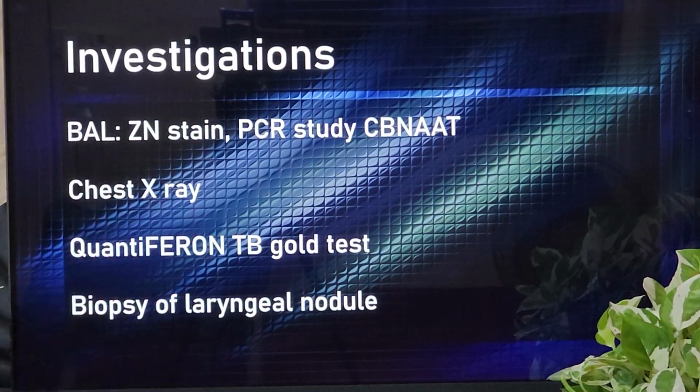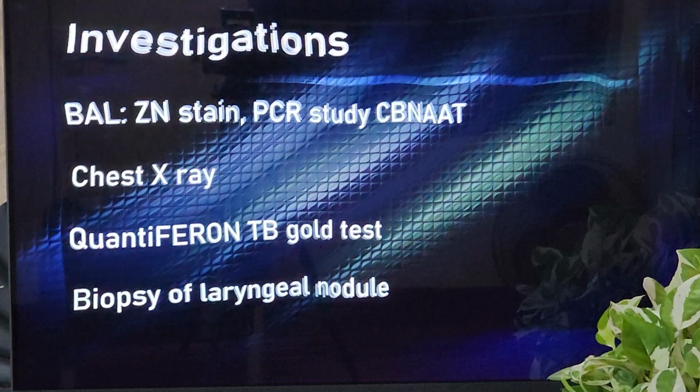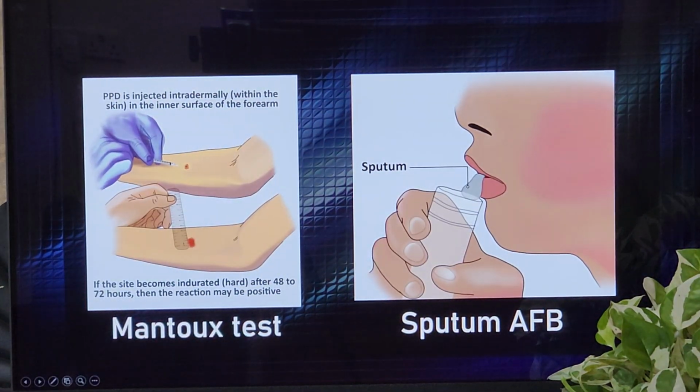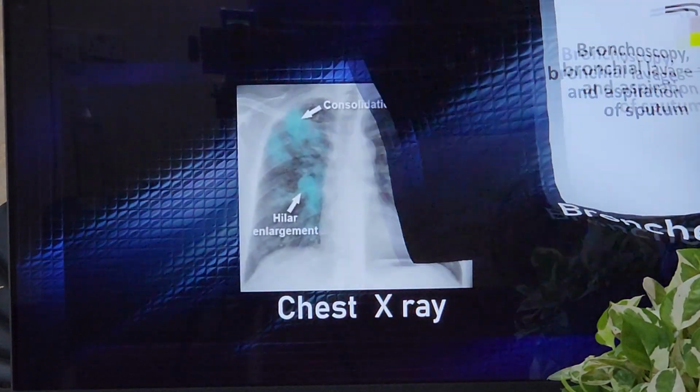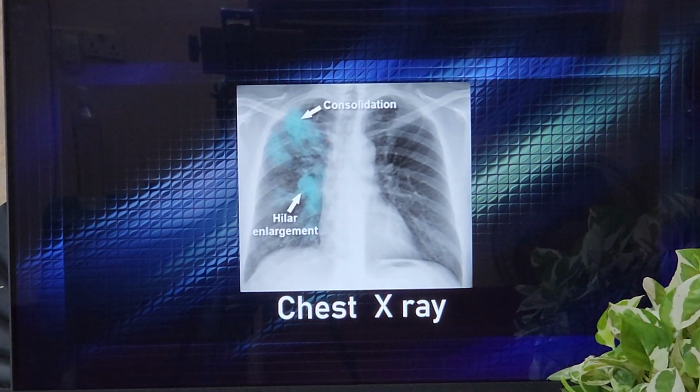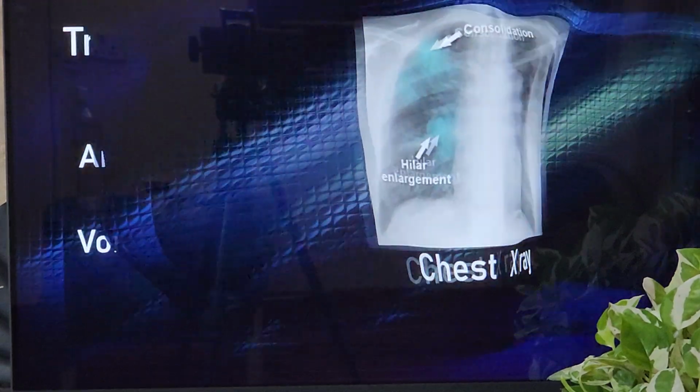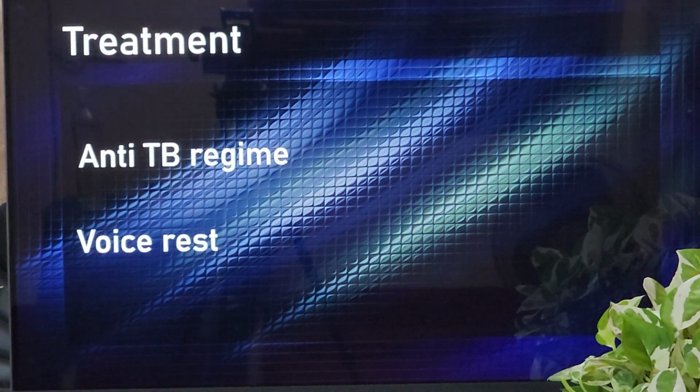If any of these tests come positive for tuberculosis, then you will be referred to the area TB center, where they'll do a couple of blood tests, eye examination, liver function test, and they'll start on the anti-TB regime. The anti-TB regime is the same as for pulmonary tuberculosis; the regime is the same for tubercular laryngitis also.